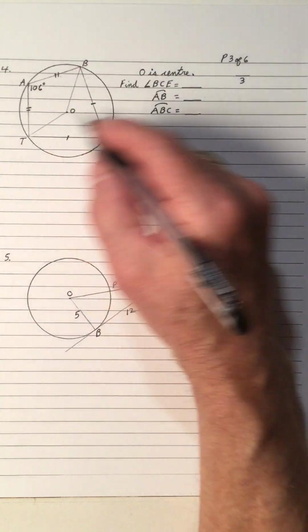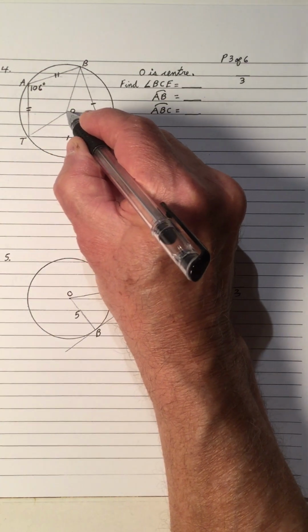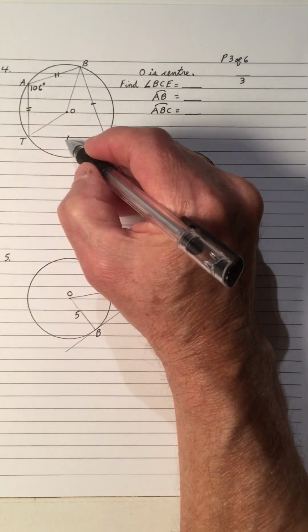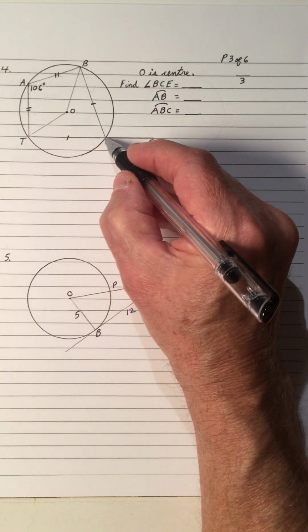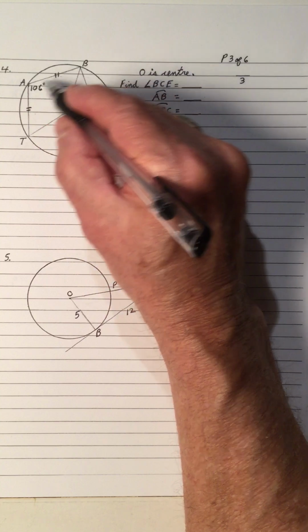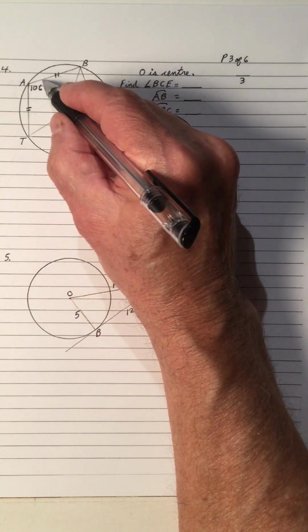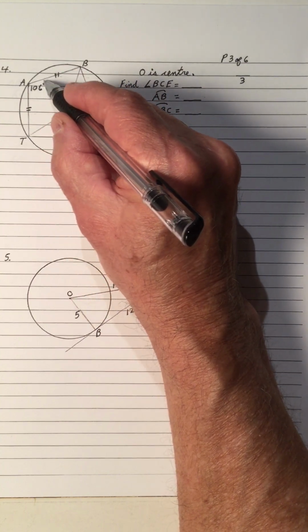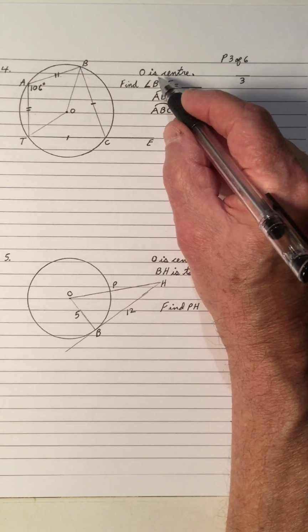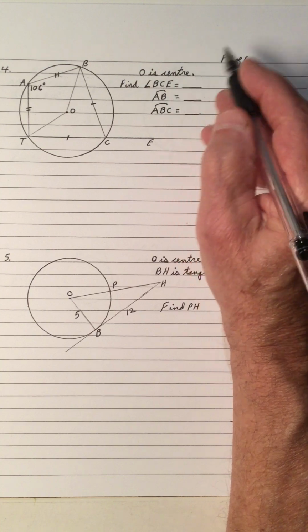Now, we have a diagram. O is the center. We're given that these are equal, and BC equals TC. We're given that AB equals AT, and we're given that angle A is 106. And we have to get the measure of this angle and these two arcs.